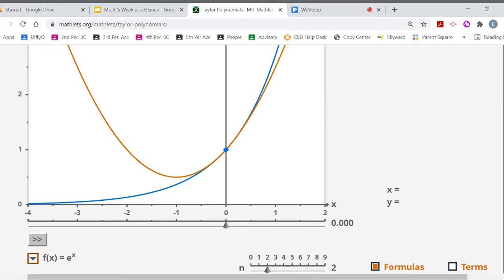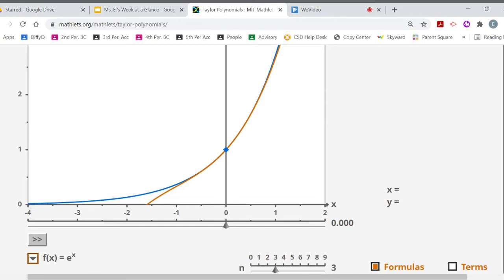Y coordinate at 0, first derivative at 0, second derivative at 0, but now we also want it to have the third derivative in common at 0 as well. And I want you to notice that this would be a third degree polynomial approximation for e to the x. And it is hugging e to the x pretty darn tight.